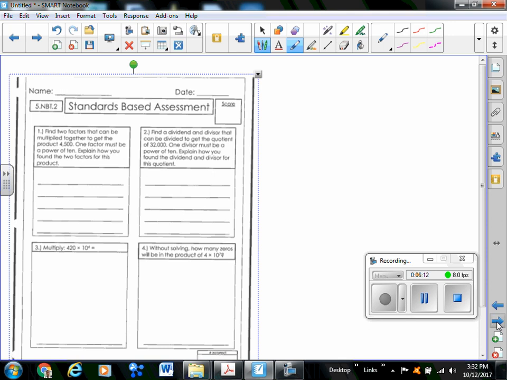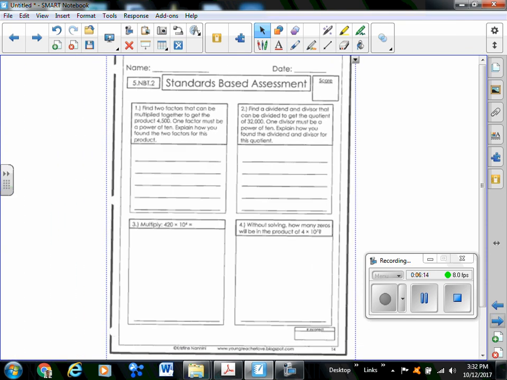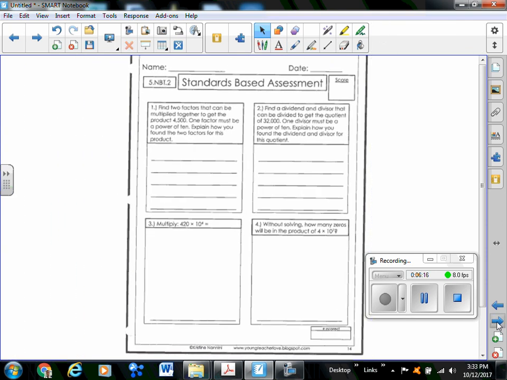Okay, 5.MD.T.2. Find two factors that can be multiplied together to get the product. Okay, two factors. We want that number right there. So we could take 45, and it's got two zeros, multiply it by 100. There's one factor, there's two factors. That'll give you the answer.